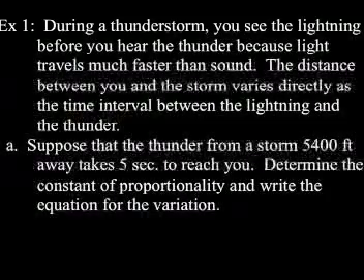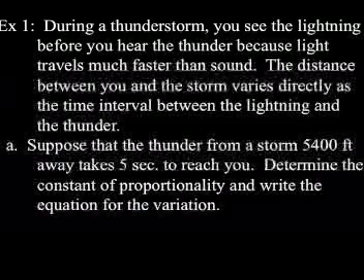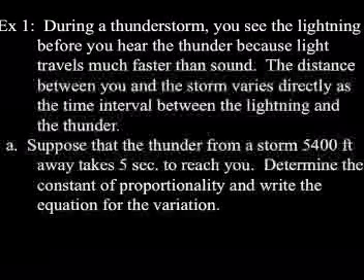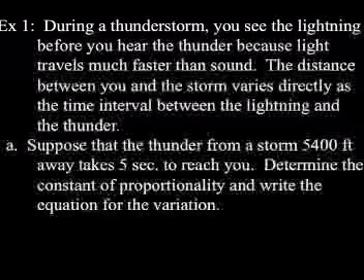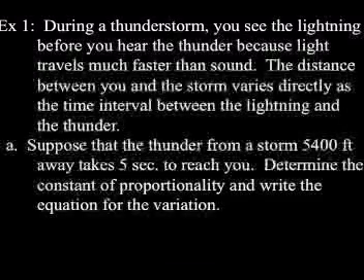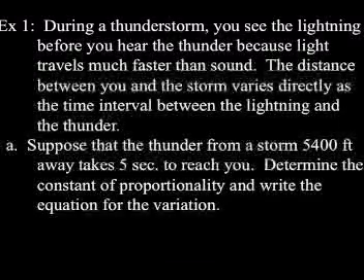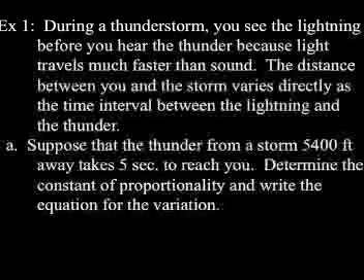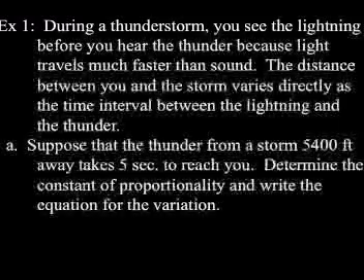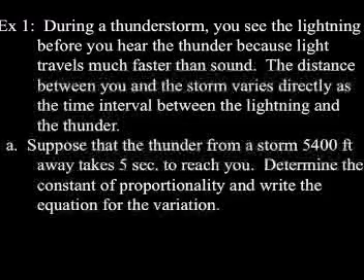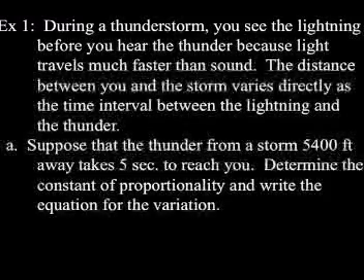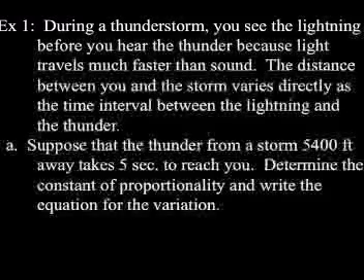To take a look at an example here, we are given the information that during a thunderstorm you see the lightning before you hear the thunder because light travels much faster than the sound. The distance between you and the storm varies directly as the time interval between the lightning and the thunder. So the first part of this question is, suppose that the thunder from a storm 5,400 feet away takes 5 seconds to reach you. Determine the constant of proportionality and write the equation for the variation.